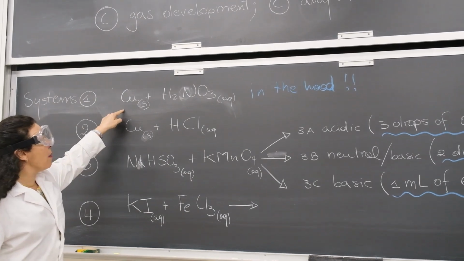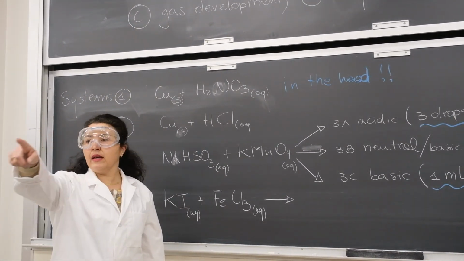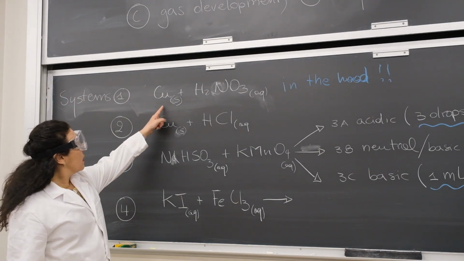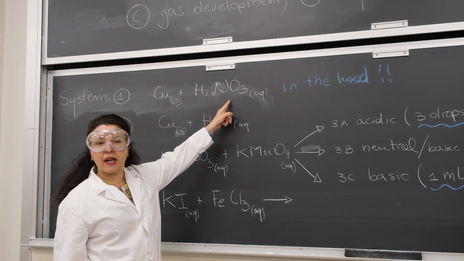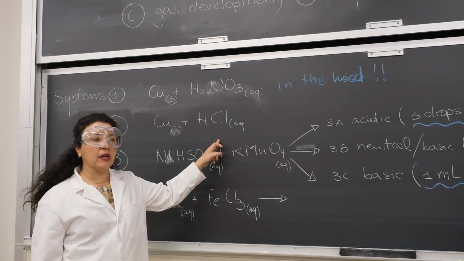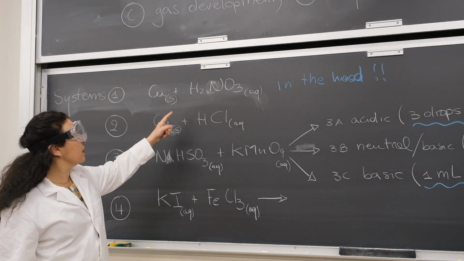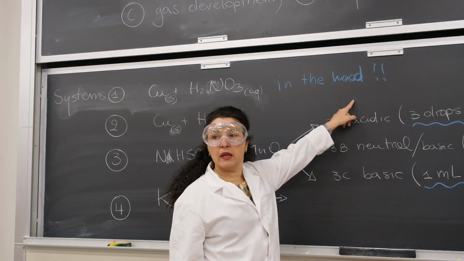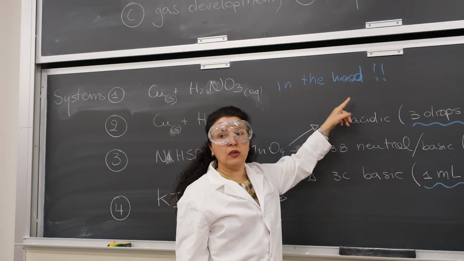We're reacting solid copper. In each hood there is a yellow container with the chemicals that you're going to use. Solid copper with nitric acid. Is nitric acid a strong or a weak acid? And what about hydrochloric acid? Strong. So we are going to perform this reaction in the hood. The nitric acid is in the hood, so please perform it in the hood.